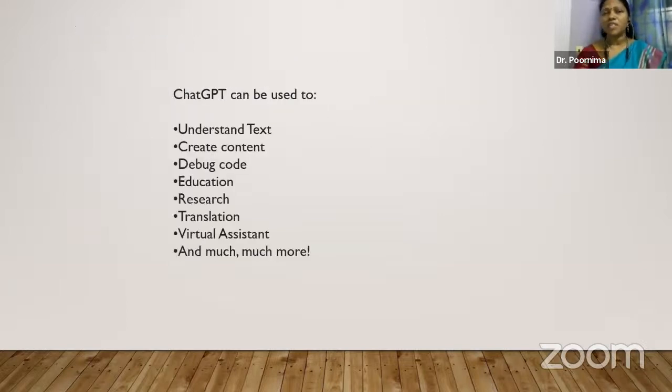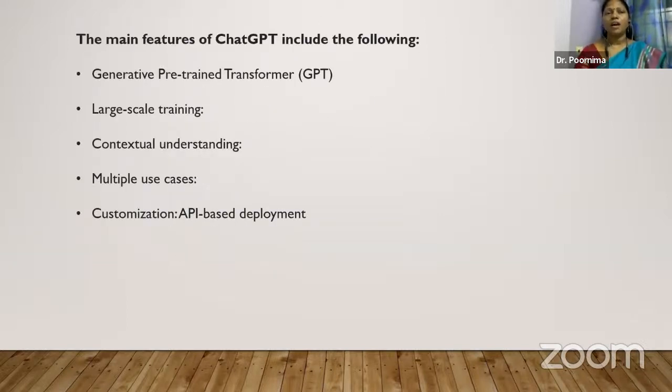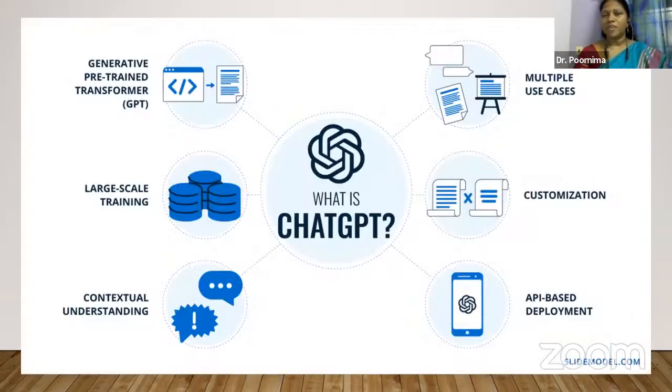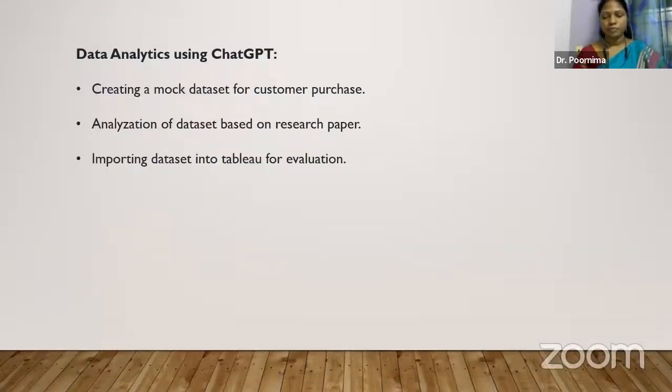And the main features of ChatGPT are: first, generative pre-trained transformer; large scale training; contextual understanding; multiple use cases; and API based customization. So these are the features of ChatGPT. The first one is generative pre-trained transformer.